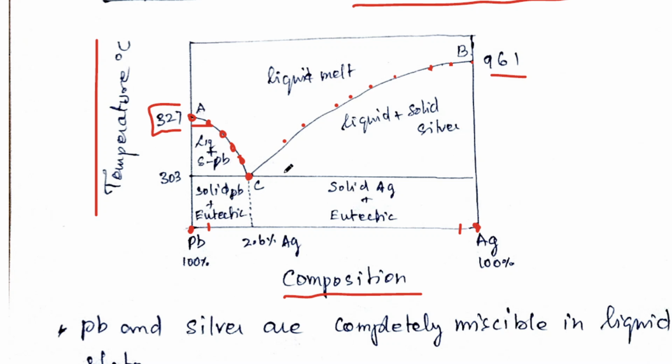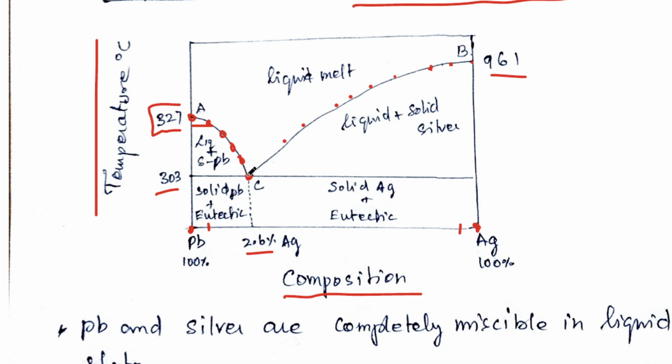At point C, this point is known as the eutectic point, and that happens at 303 degrees Celsius. That is the eutectic temperature of a lead-silver system. For other systems it may be different. For the lead-silver system it is 303 degrees Celsius. The composition at point C is 2.6% silver and the remaining is lead, that is 97.4% lead. And that mixture melts at 303 degrees Celsius.